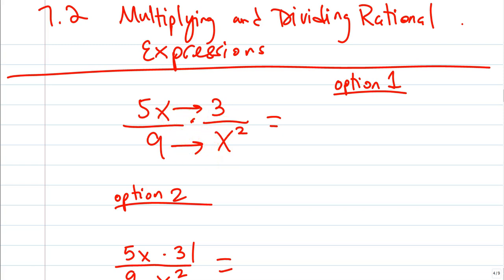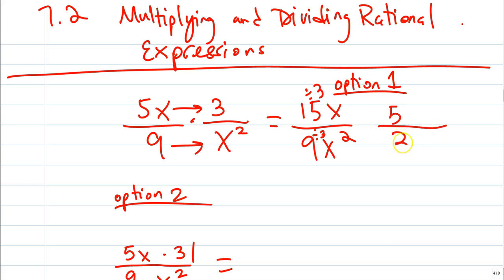So 5x over 9 times 3 over x squared, and we go, okay, 5 times 3, 15x, over 9 times x squared is 9x squared. And then at the end, we simplify by going, okay, any common factors here? Well, yeah, 15 and 9 are both divisible by 3. Makes that 5 over 3. And then we cancel out. This has an x on the top. This has x squared on the bottom. So 1 cancels out with 1, leaving us with just 5 over 3x.